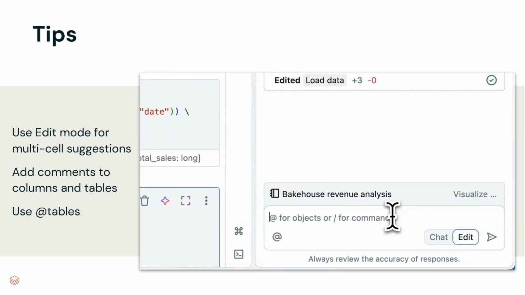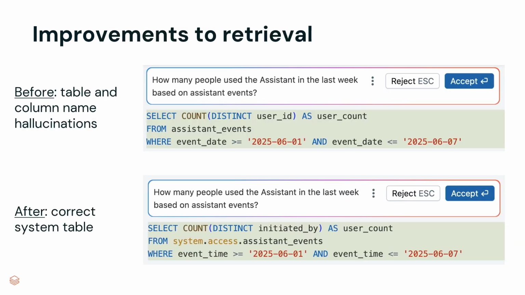But I also want to use that as an opportunity to talk about some of the quality improvements that we continuously make in the assistant that are less visible in these types of demos. One example is that while you can use the @tables capability, we also saw that many people don't know about that functionality or don't remember to use it, or they don't know the full table name that they want to mention. So at the top here, we see the inline assistant being used to generate a query on the assistant events system table, which exists for admins to be able to view the assistant events in the workspaces in the region.